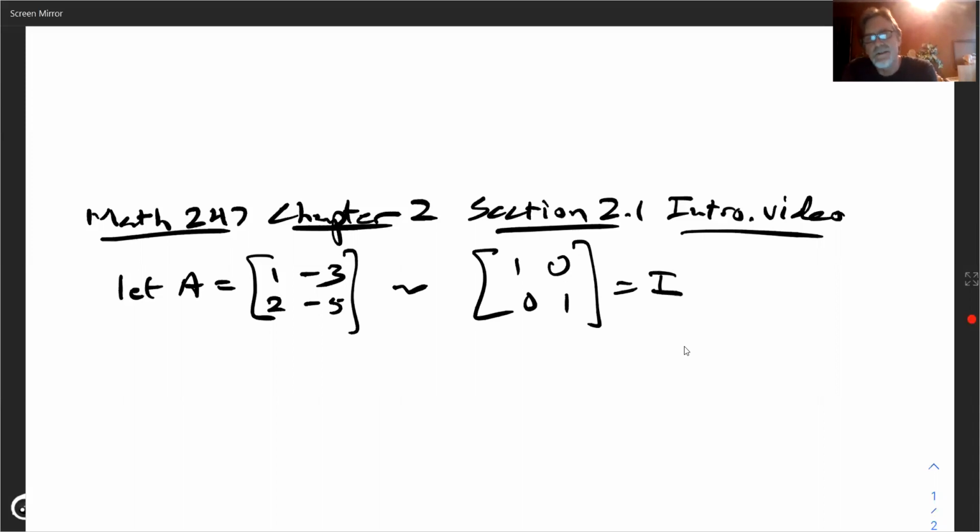Remember the identity matrix? That's mentioned in section 1. It plays the role of the number 1 in arithmetic, but in matrices, the identity matrix looks like this in a 2x2, and a 3x3, 4x4. You know what I'm talking about. Okay, so we're going to row reduce it. So let's take this guy.